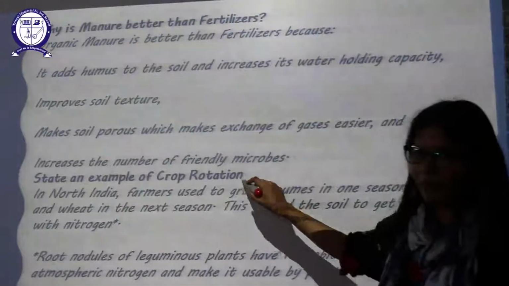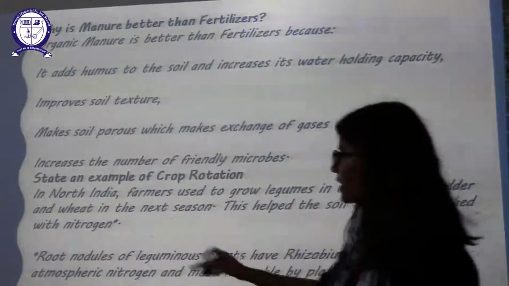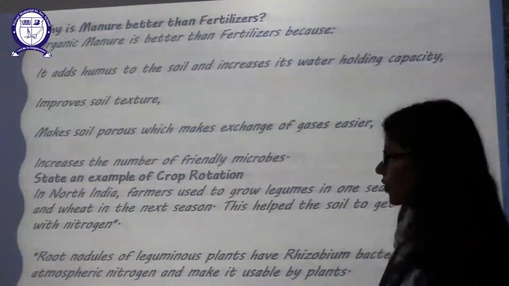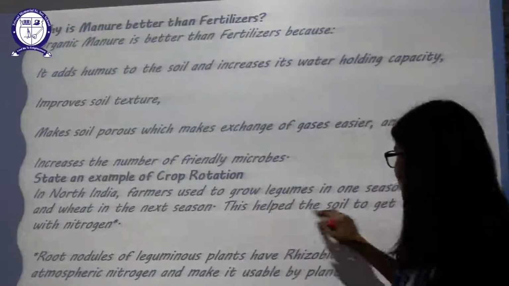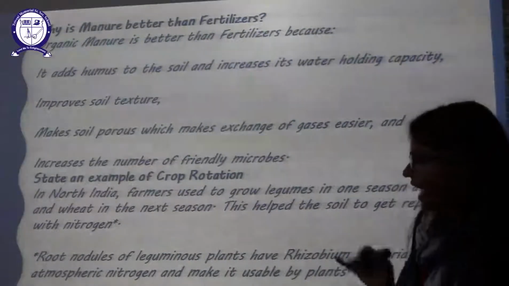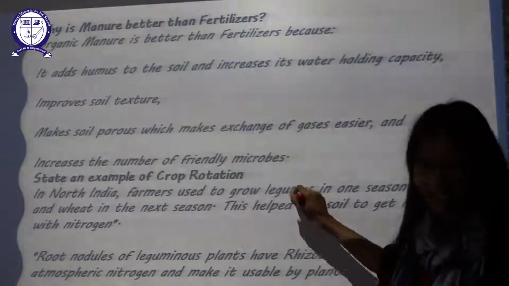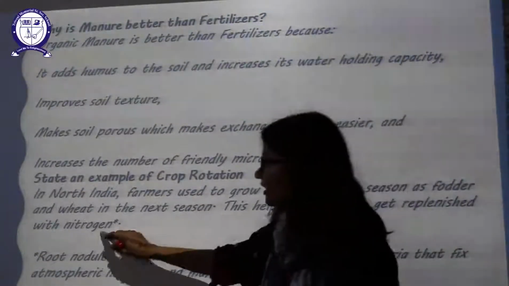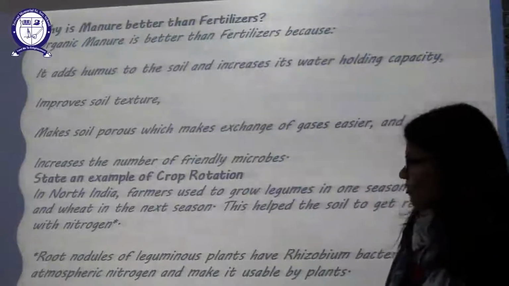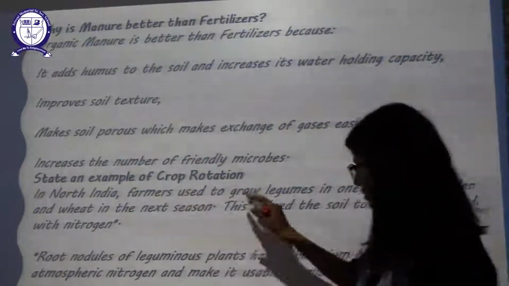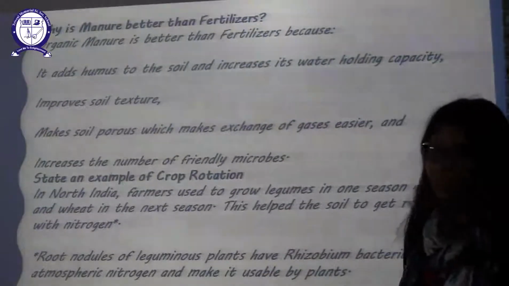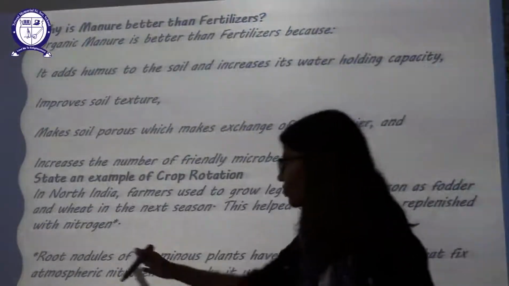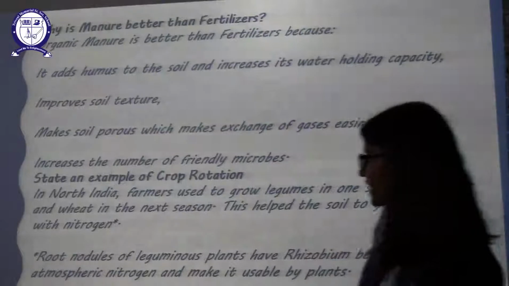Example of crop rotation, the process which we have discussed in our previous slide. In North India, farmers used to grow legumes, dal, in one season as a fodder and wheat in the next season. This helps the soil to get replenished with nitrogen. As we have discussed, the root nodules of the leguminous plant have the bacteria rhizobium, which replenishes the soil with nitrogen. That's why in earlier times, and even now, farmers grow the leguminous plant after the wheat crop so that the soil gets replenished with nitrogen. The rhizobium in the root nodules fixes atmospheric nitrogen.